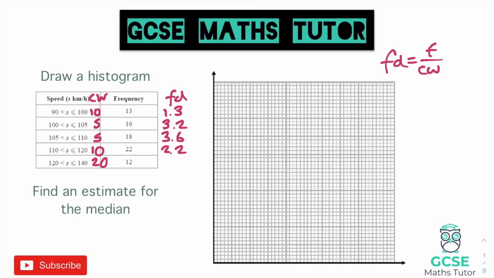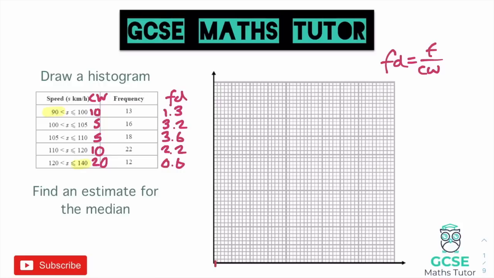And 12 divided by 20 comes out as 0.6. So all we need to do now is draw our histogram. First things first, we need to plot the scale down the bottom. You can see that the speed starts at 90, just up there, and it goes up to 140. So we can plot this in tens.